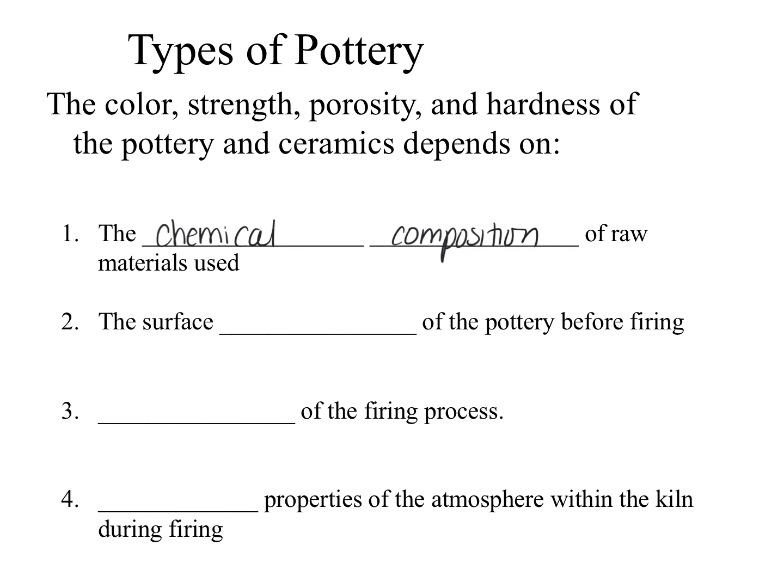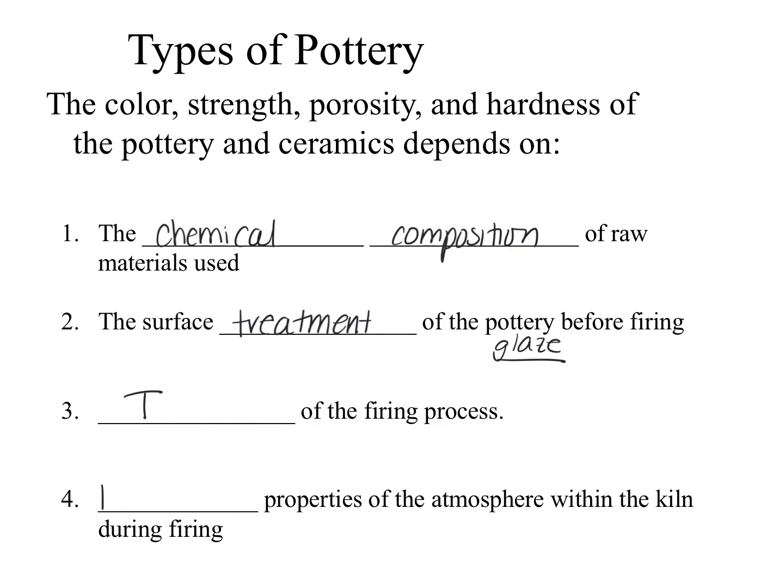The next thing is the surface treatment of the pottery before firing. Are we using a glaze? Glaze would be a surface treatment. We talked a lot about glazes giving color to pottery. That would be an example of a surface treatment. The temperature of the firing process helps us figure out what type of pottery we're going to make.